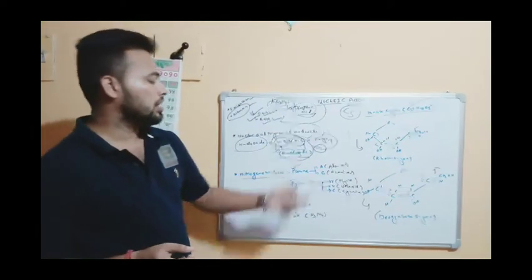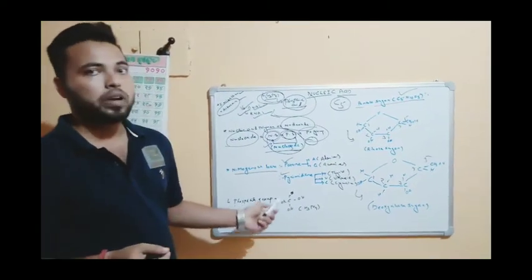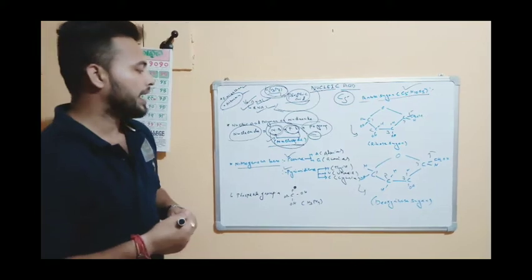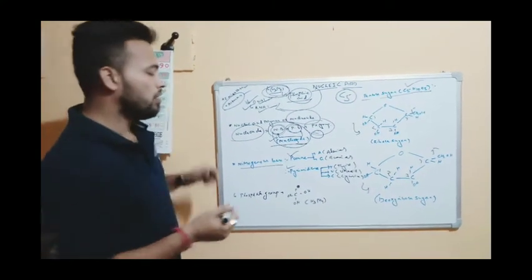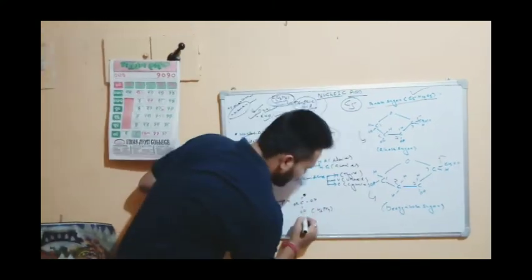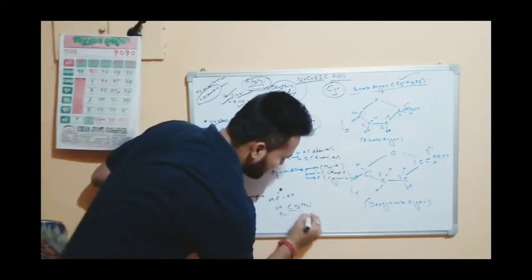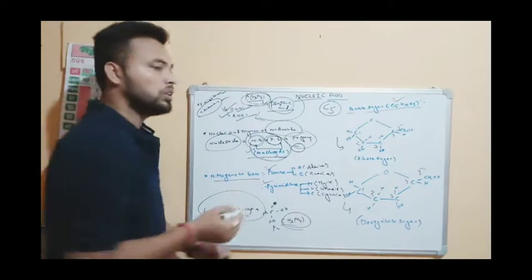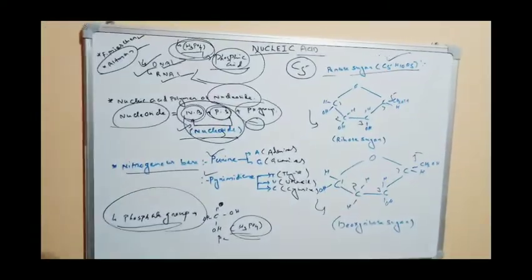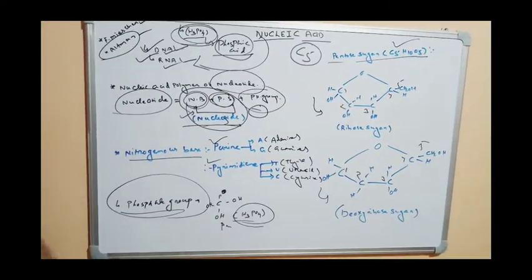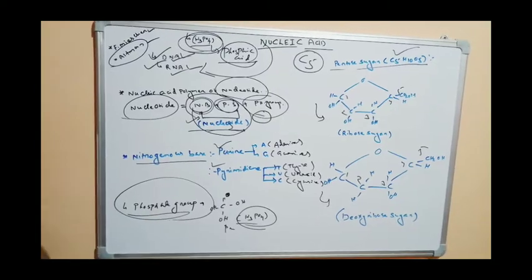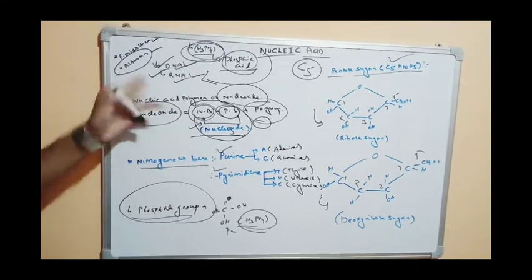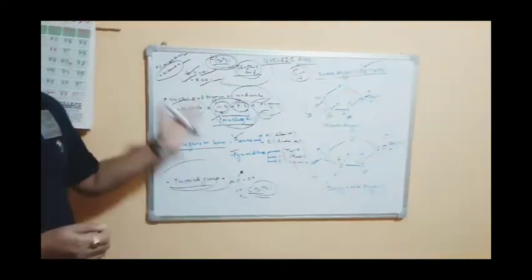Then the last part is the phosphate group. What is a phosphate group? It is a component of an acid mainly known as phosphoric acid, which is H3PO4. This group is known as the phosphate group. The part of phosphoric acid is known as the phosphate group. Then there are mainly two types of nucleic acid. The first one is DNA, the next one is RNA.